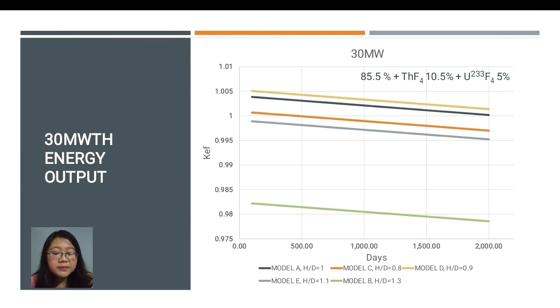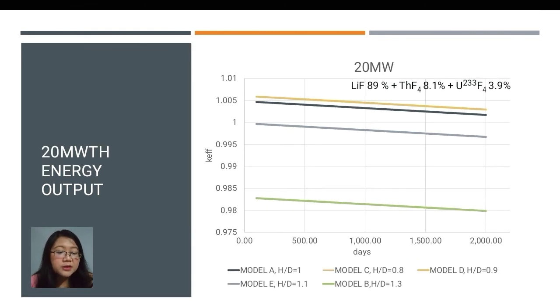And on 20 megawatt thermal energy output, I would like to introduce to you the new composition again, which is 89% of lithium fluoride, 8.1% of thorium fluoride and 3.9% of uranium fluoride. And model D is staying up here, which makes it the most effective model.